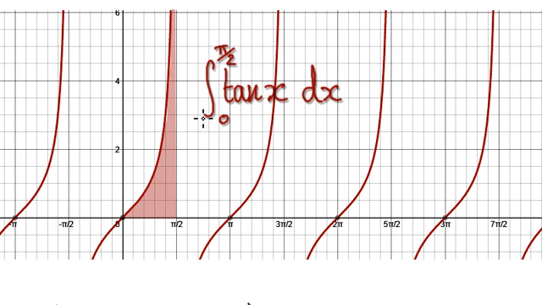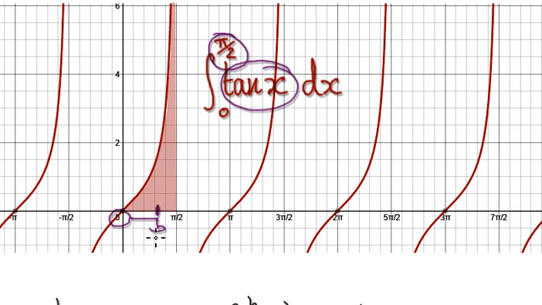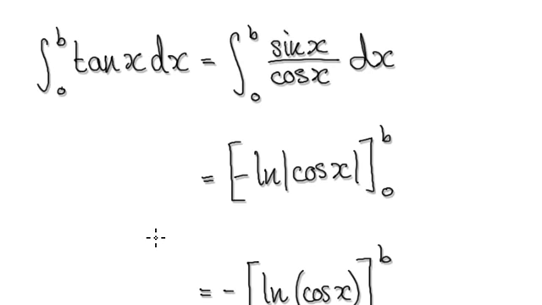Okay, so to do this, our normal routine has always been to integrate from 0 to an arbitrary point, let's say b, and then later on allow b to head towards pi over 2. Because dead on pi over 2, this thing here breaks down. So we are going to integrate it from 0 to b.